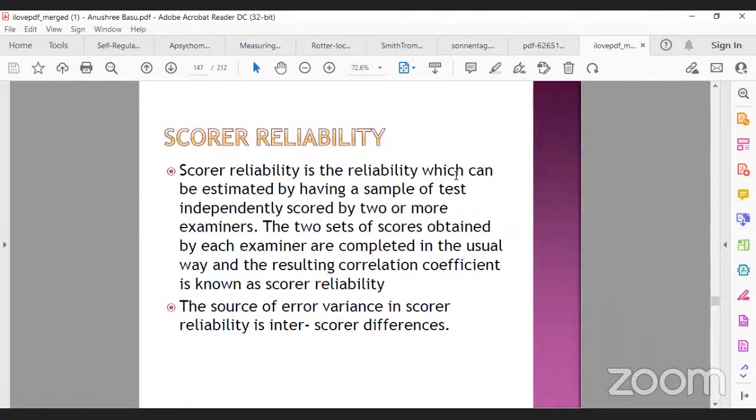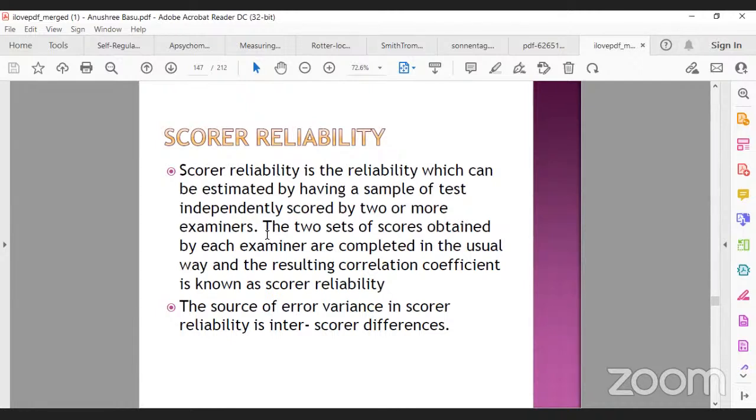Scorer's reliability is reliability which can be estimated by having a sample of tests independently scored by 2 or more examiners. The two sets of scores obtained by each examiner are compared in the usual way, and the resulting correlation coefficient is known as scorer's reliability. So scorer's reliability is used when a sample of tests is independently scored by 2 or more examiners.